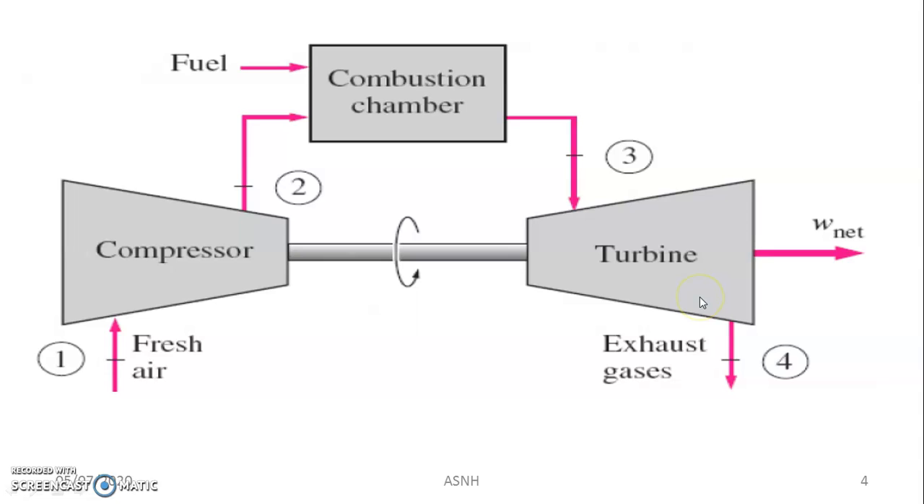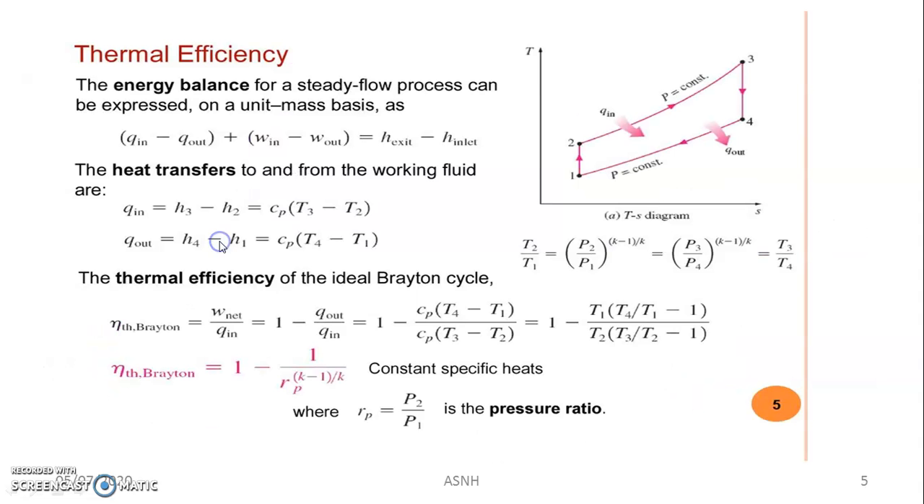And after the expansion process in the turbine, the mixture is totally exhausted to the atmosphere. So this is all about the open cycle gas turbine. It is not circulated again in the compressor in the case of the open cycle.